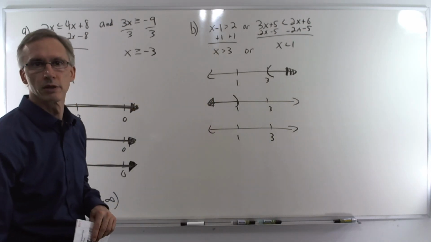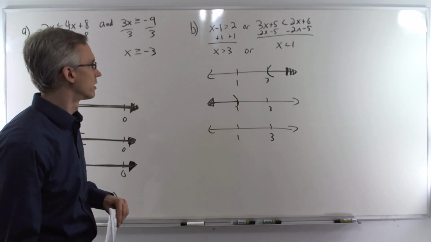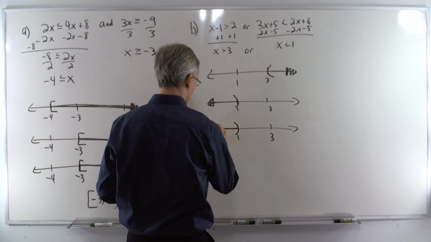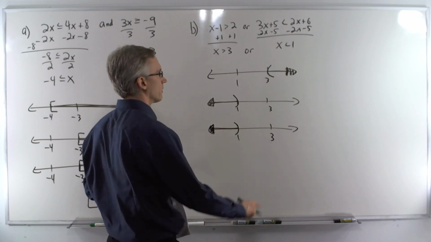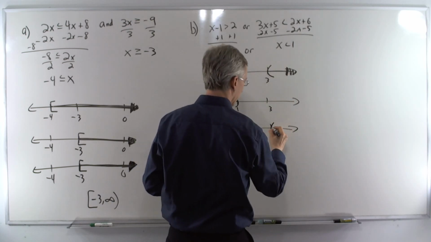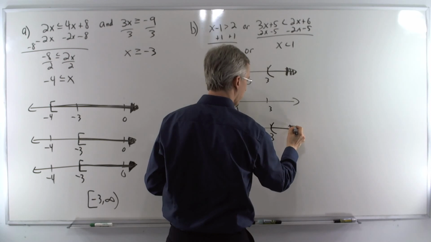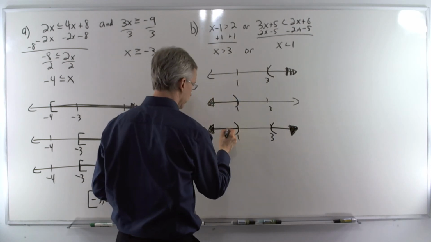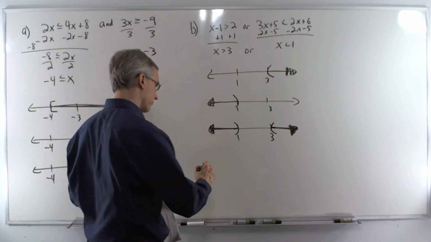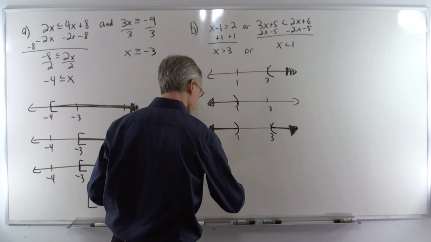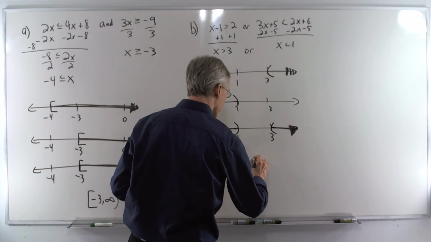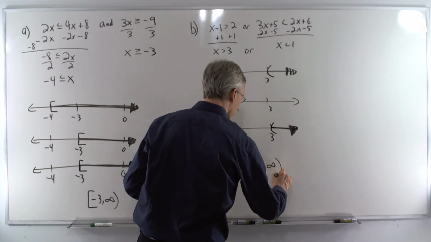Or is union. So union means only one of them needs to be there to be in the solution. So we've got one graph here, so that's in the solution. We've got no graphs here, so that's left out. And over here, got that graph. All right, so we got two pieces here to our final solution. And then in interval form, we'll do these two pieces and union them together. So we got -infinity to 1, union 3 to infinity.